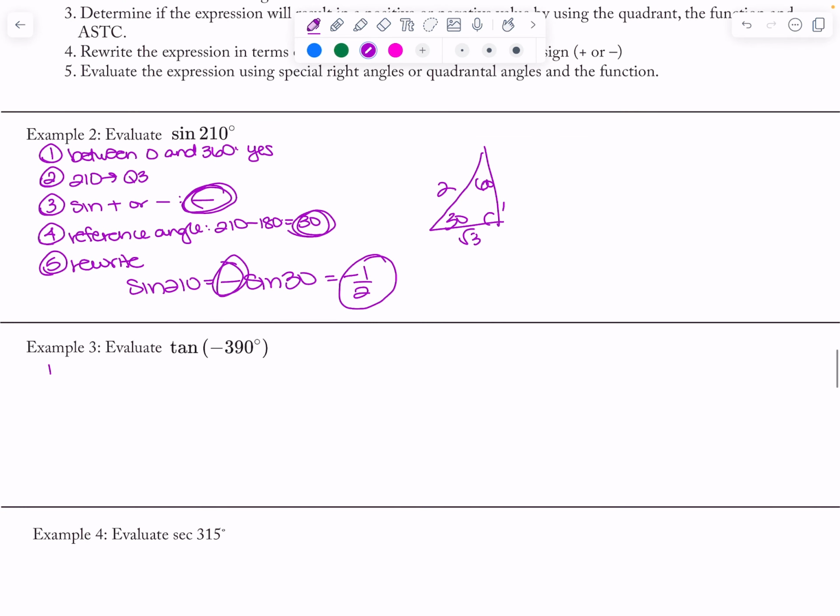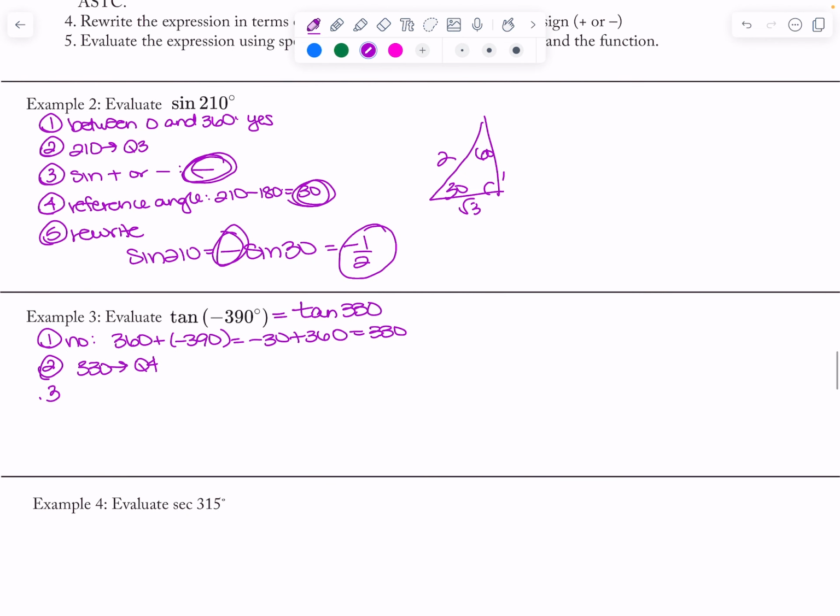Okay. Step 1, between 0 and 360, the answer to that is no. So I have to take my 360 and add it to negative 390. So I get negative 30, and then I add 360 again, and I get 330. So now what I'm looking at is the tangent of 330 degrees. Step 2, 330 is in which quadrant? It is in quadrant 4.